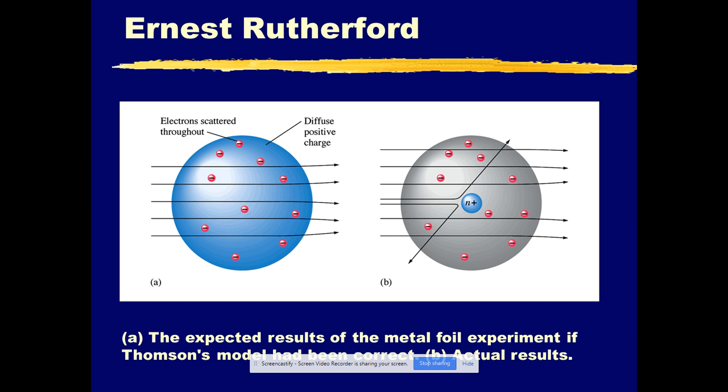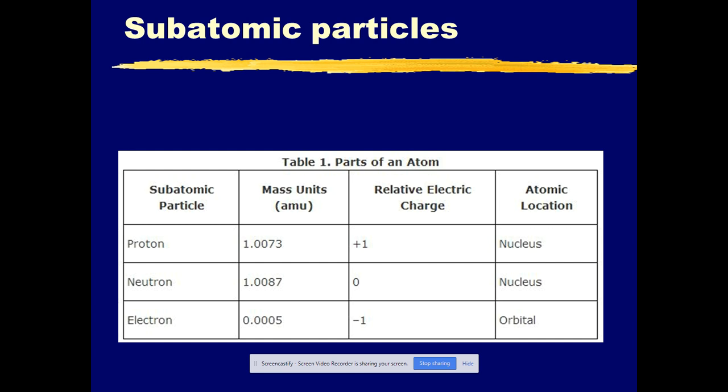So here's just a look of what the experiment would have been like on the left had Thomson's model been correct, and then on the right here, the actual results. And so after these experiments, by the beginning of the 20th century, we were aware of 3 subatomic particles, the proton, the neutron, and the electron.